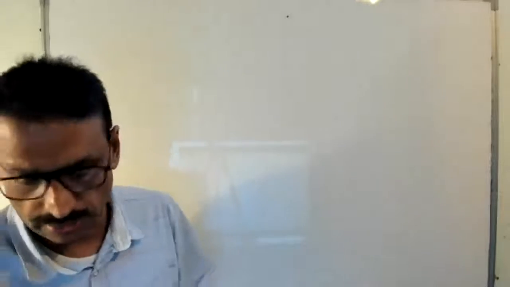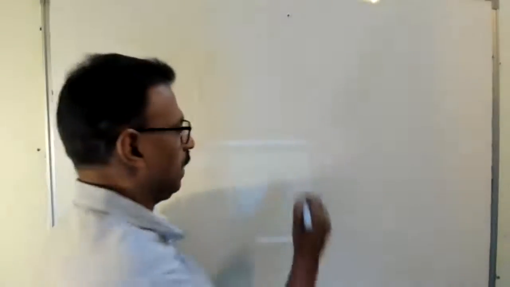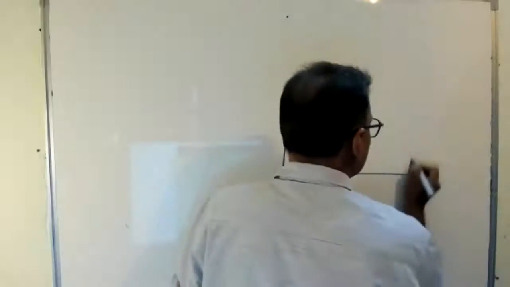So, quadrilaterals. Write the chapter name, quadrilaterals. What do you mean by quadrilateral? What is the meaning of quad? Four. Quad means four, like quarter. Correct? And lateral means side. A quadrilateral is a closed figure. It looks like this. This is a quadrilateral.